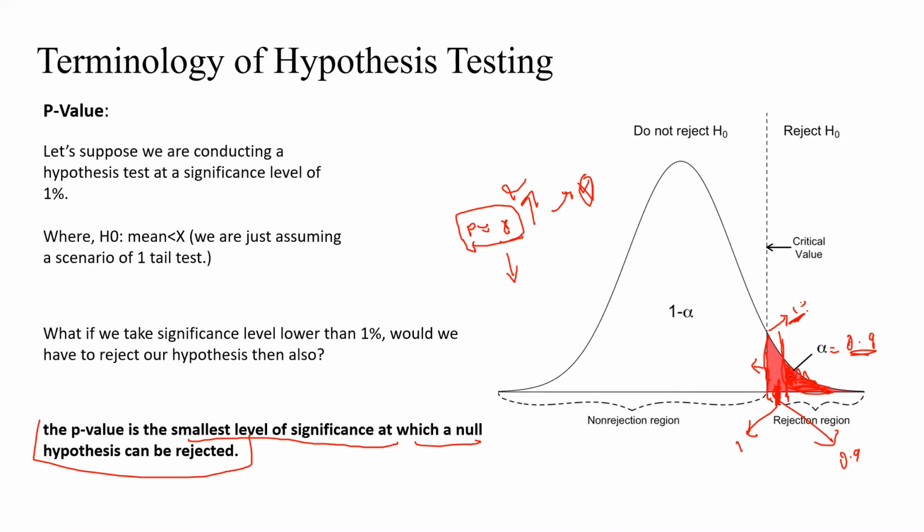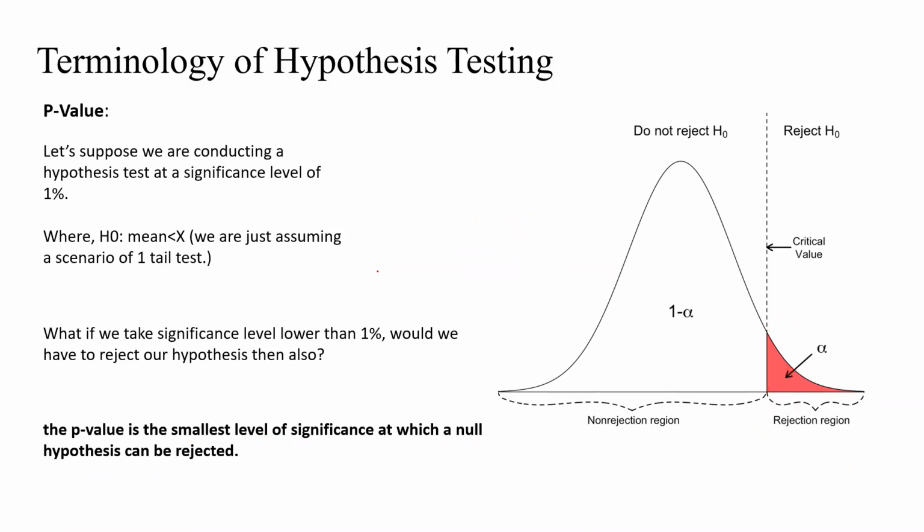Okay, let's move on to the next then. So that is just the understanding of p-value, the concept, the intuitive understanding behind the p-value: the smallest level of significance at which a null hypothesis can be rejected. Let me clear this out, and let's see how we actually calculate the p-value.